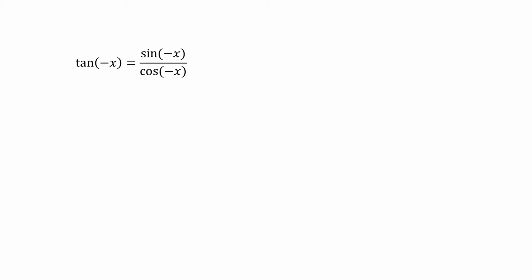tangent of minus x, right? So first of all, whenever we deal with tangent, we need to remember by definition, tangent is the ratio of sine over cosine. So tangent of minus x is sine of minus x divided by cosine of minus x. The next thing we need to remember is that cosine is an even function, so it doesn't care if there's x or minus x. It's the same thing, same answer.